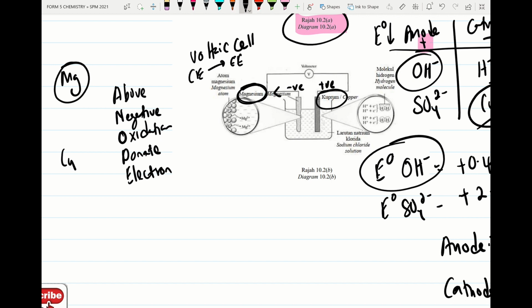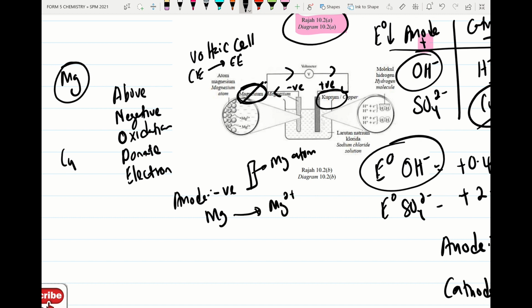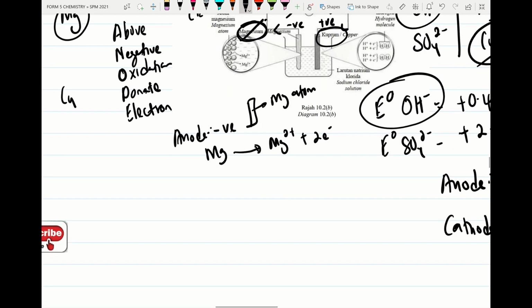So take the flow of electron from negative to the positive. Anode, the electrode, please take. So anode negative terminal, please take the rod made up of magnesium atom. So I take the magnesium, it will ionize to produce magnesium 2 positive, losing 2 electron, undergo oxidation.